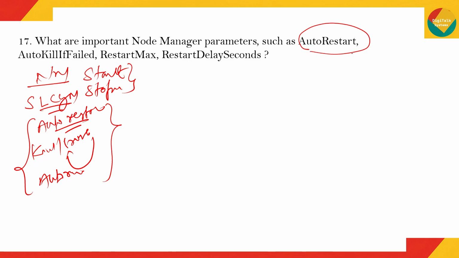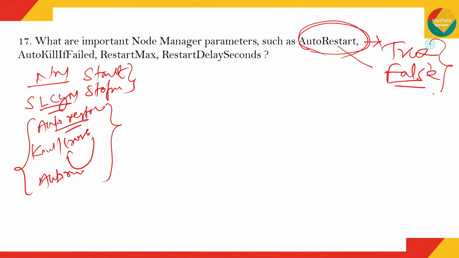Auto restart is true by default. If auto restart is true, your node manager will automatically restart a managed server which has crashed or been killed due to any reason. Some clients want it to be false because they don't want to restart the managed server immediately. They want to do certain kinds of analysis, and after that they want to bring it up. In that case, you can set the auto restart parameter to false, and the auto restart feature will be disabled.